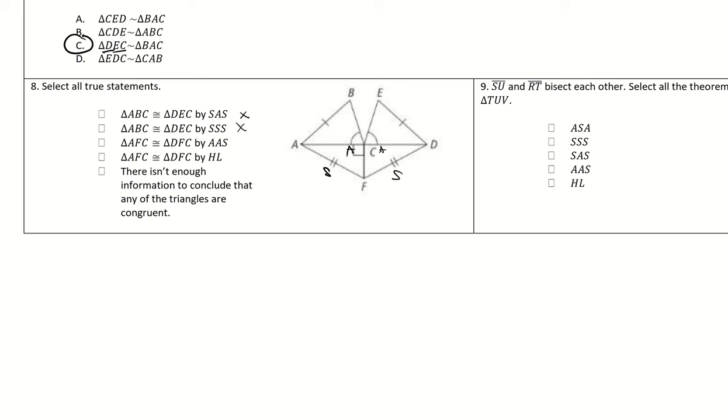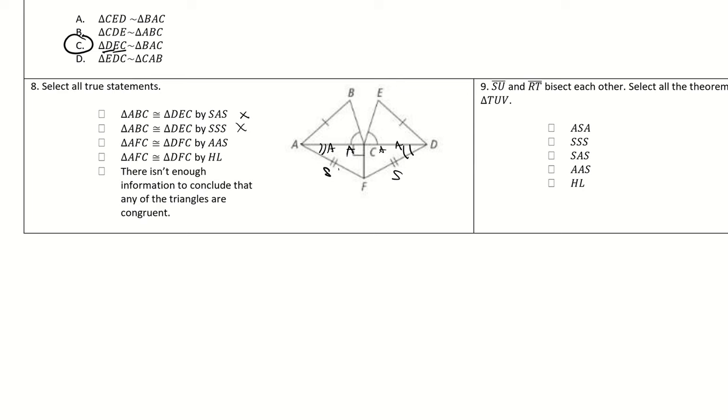Actually, what we can say is because this triangle here is an isosceles triangle. If you notice, this is an isosceles triangle because these two sides are congruent, that means by the isosceles triangle theorem, these angles are actually going to be congruent. So that's the isosceles triangle theorem. And so therefore, we do have another angle. So we have angle, angle, side. So this is correct. By angle, angle, side, we could say this.